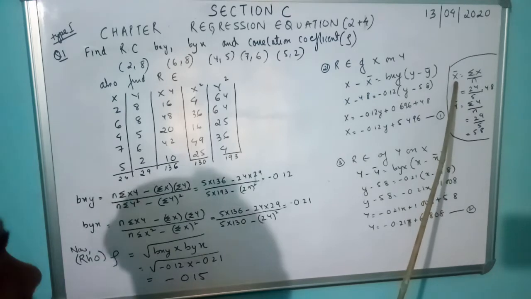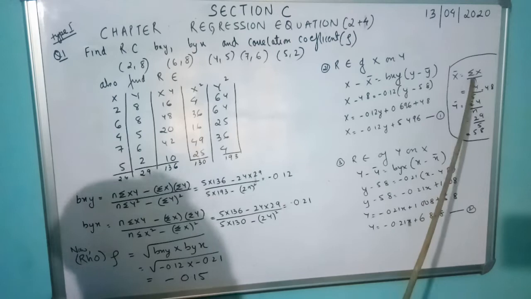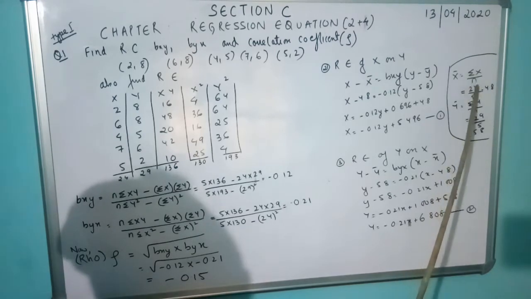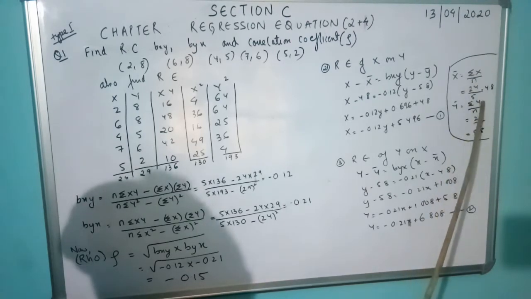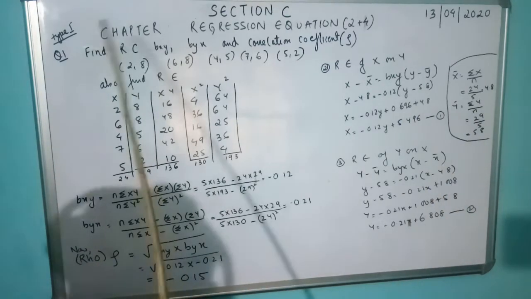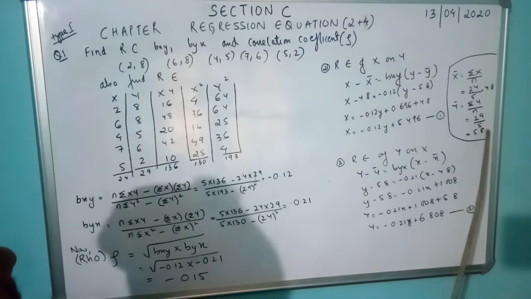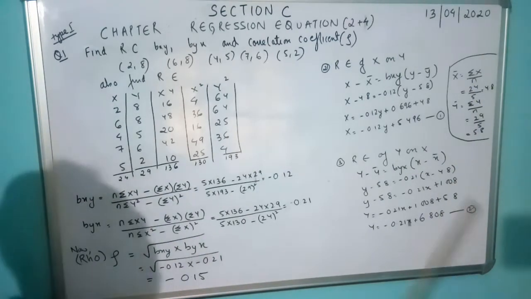X bar means mean of x, which is the total of x divided by the number of terms. That means total of x is 24 divided by the number of terms n, which is 5. So 24 divided by 5 is 4.8. And y bar, that means the mean of y, is the total of y divided by the number of terms, that means 5.8. Now let me substitute the values.